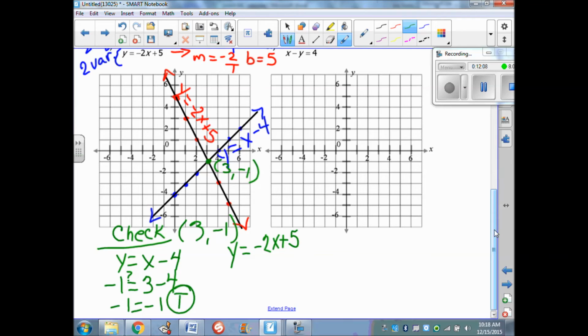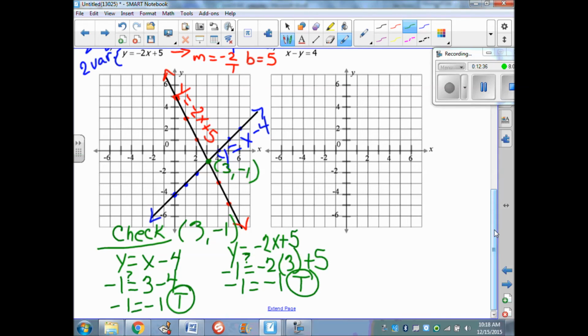3, -1 is a solution of the first equation. Let's see, is it a solution for the second equation? Do the same thing. Put the -1 in for the y, -2 times the x, which is 3, plus 5. Put a question mark. Let's see if it's true. -1 equals -6 plus 5. Holy cow. We got a second true.